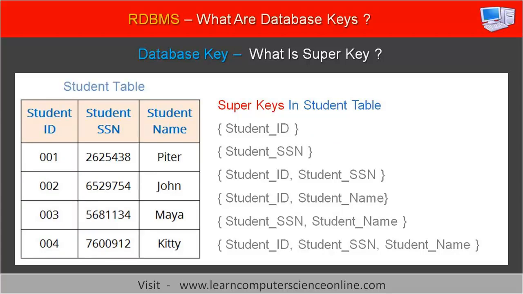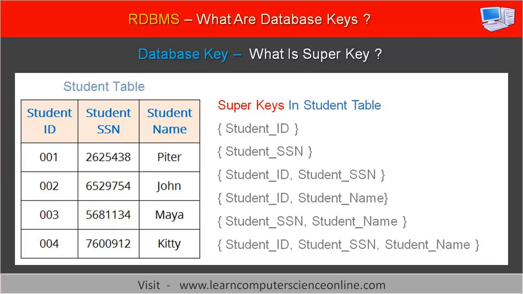The third option for the superkey is 2 columns together. That is, student ID and student SSN. The fourth option for the superkey is 2 columns together. That is, student ID and student name. The fifth option for the superkey is 2 columns together. That is, student SSN and student name.